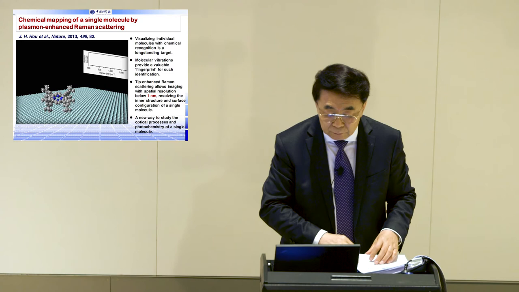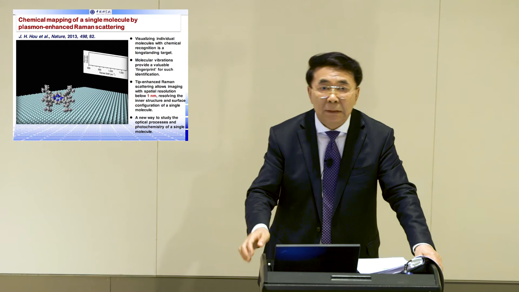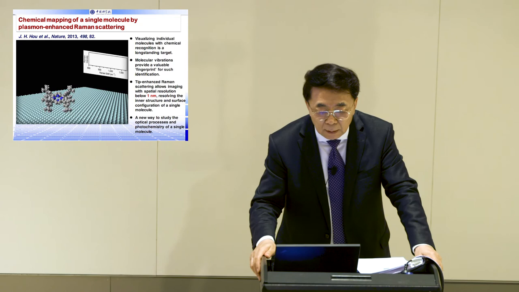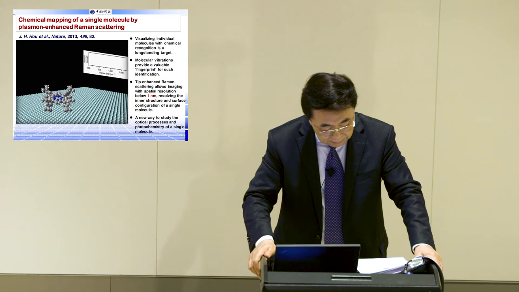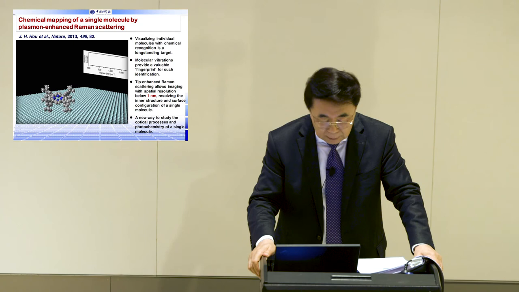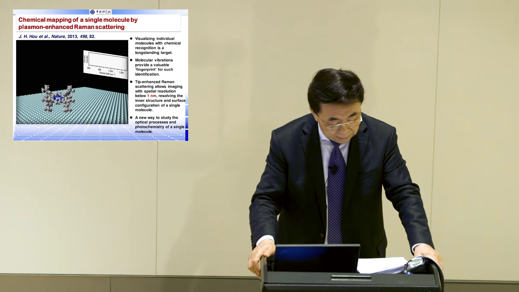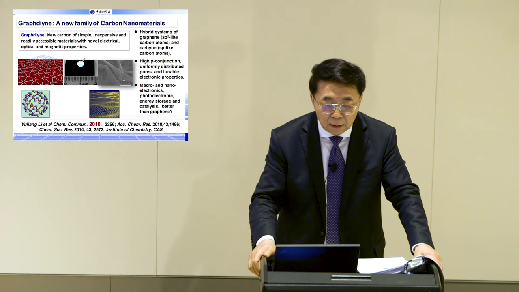I think in the history of nanoscience and technology, carbon nanomaterials occupy a most important position. Following carbon nanotubes and graphene and other carbon nanomaterials, the interest in synthesizing and discovering new carbon nanomaterials will never stop. During such exploration, Chinese scientists at the Institute of Chemistry, Chinese Academy of Sciences synthesized a unique carbon nanomaterial. They call it graphdiyne.